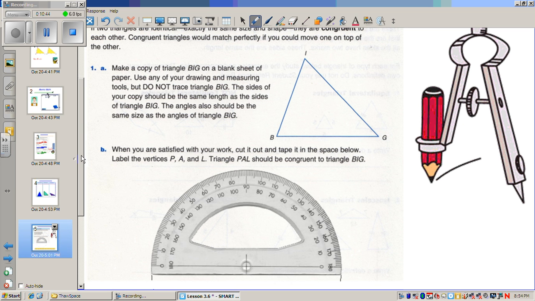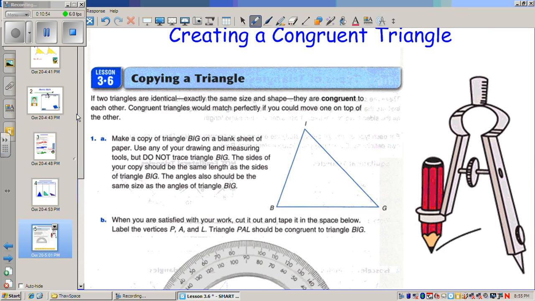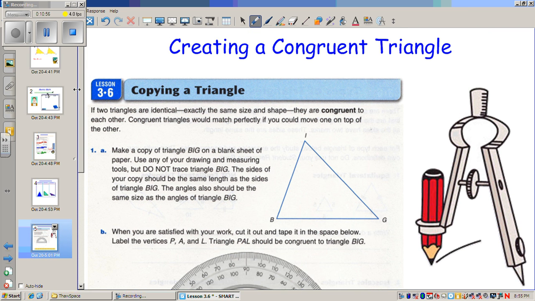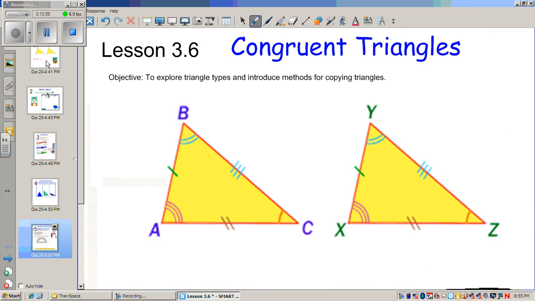So lots for us to do in class. I do want you to think about the difference between the three types of triangles and write a definition now of what congruent means, okay? And be able to tell me in class what is equilateral, isosceles, and scalene. Let's go back to our first page and to our objective. It says to explore triangle types and introduce the methods for copying triangles. And we are going to talk about that in class, but we did do that. And we will talk again about congruent triangles. Nice job. Remember to complete the quiz.